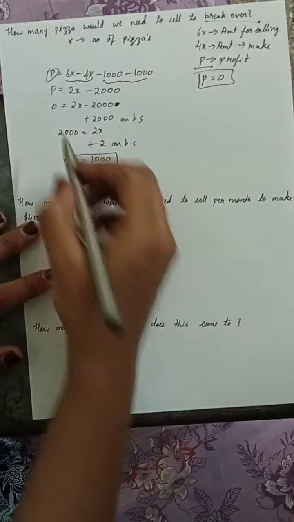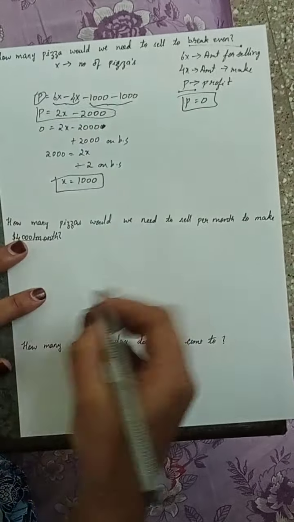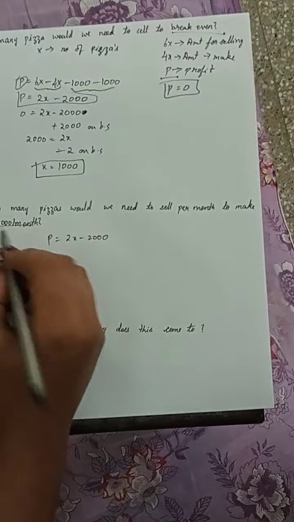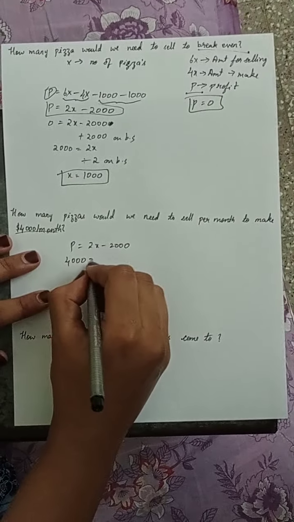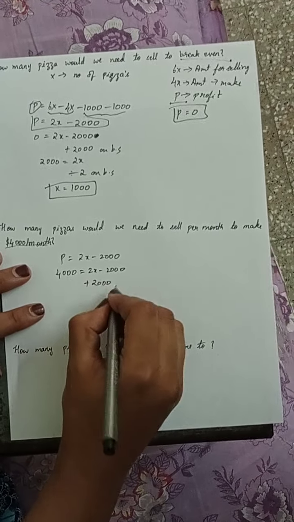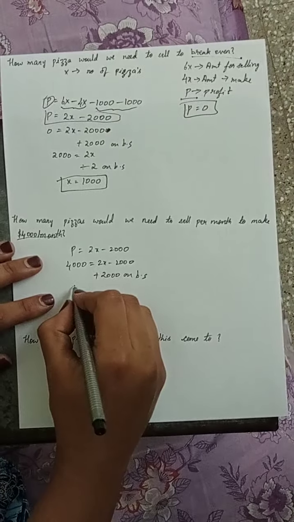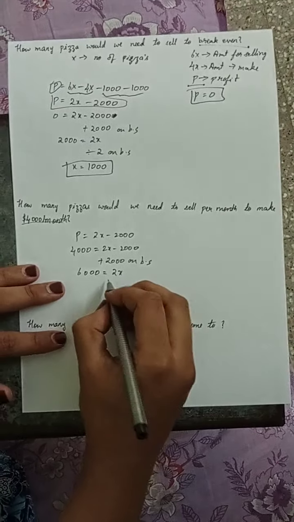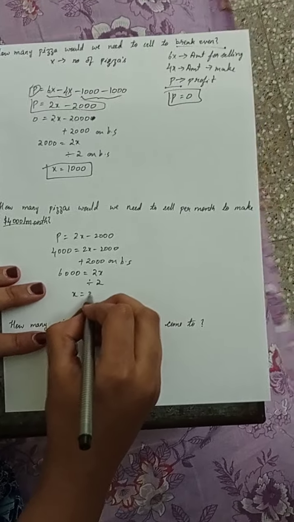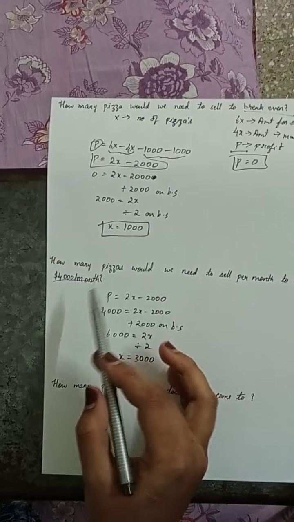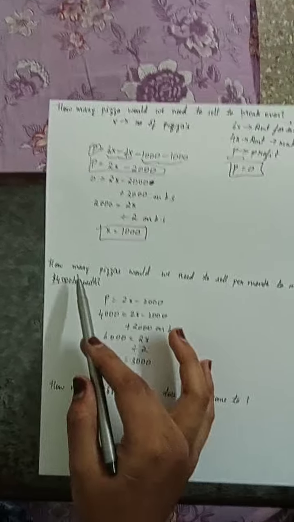So now I'll take my profit. I'll take this equation, P is equal to 2x minus 2000, and I'll take my profit as 4000. The same simplification, that is I'll add 2000 on both sides. I'll get 6000 is equal to 2x. Now I'll divide by 2, so I'll get x is equal to 3000. So I need to sell 3000 pizzas so that my profit per month is 4000.